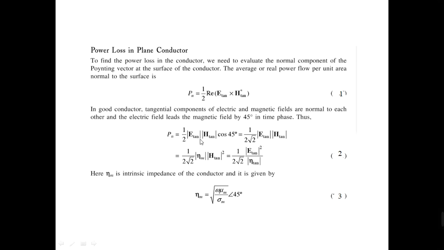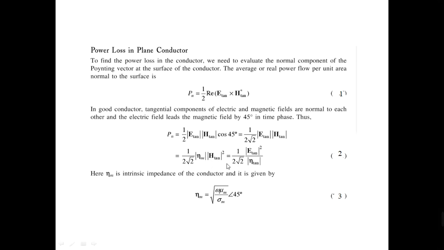So here, now I write it only in terms of the magnetic field or only in terms of the electric field. We have the relation E by H is equal to the intrinsic impedance of the medium. So it can be written as 1 by 2 root 2 into, in terms of H, E equal to eta into H, right? So I substituted here, then I got eta into H square, that is, the intrinsic impedance of the conductor into the square of the magnitude of the tangential magnetic field.